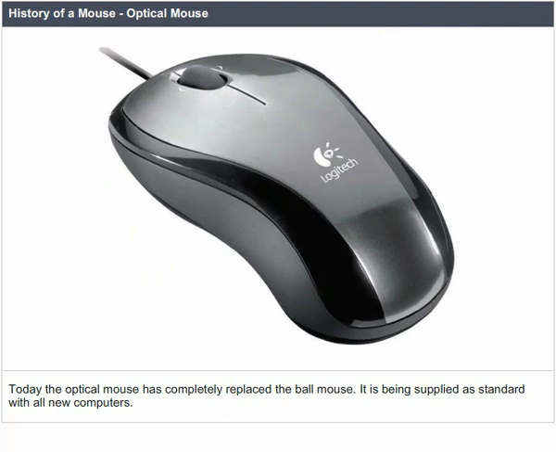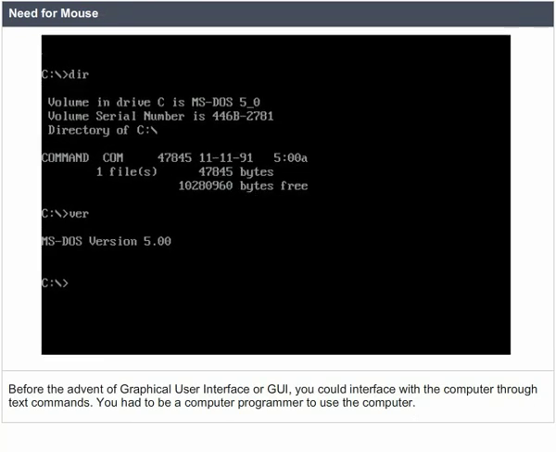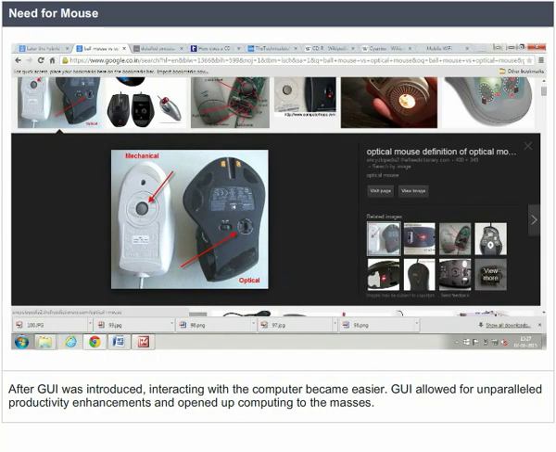Before the advent of Graphical User Interface or GUI, you could interface with the computer through text commands. You had to be a computer programmer to use the computer. After GUI was introduced, interacting with the computer became easier. GUI allowed for unparalleled productivity enhancements and opened up computing to the masses.